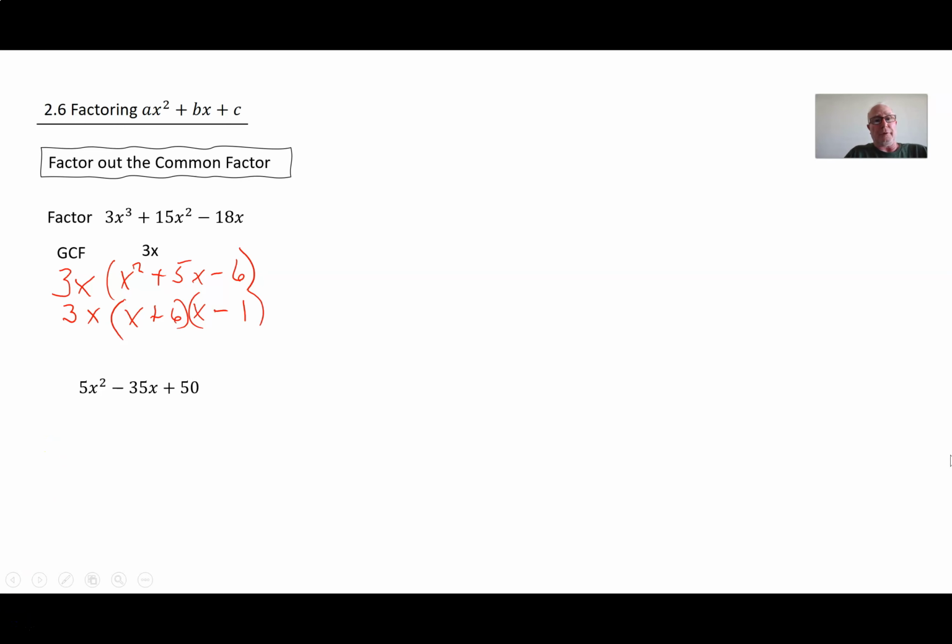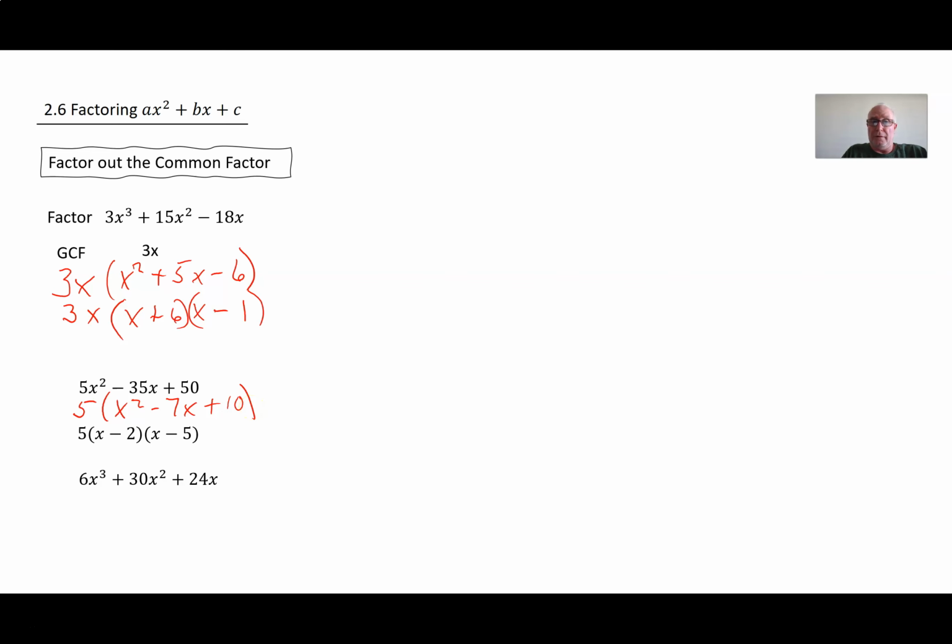So now 5x squared minus 35x plus 50. Pause the presentation, factor that, and then resume. Well, we can see that the common factor is 5. There is not an x in every term. So factoring out the 5, we have x squared minus 7x plus 10. And then two numbers that multiply to get 10 and add to get -7 are -5 and -2. So our trinomial factored completely is 5 times x minus 2 times x minus 5.